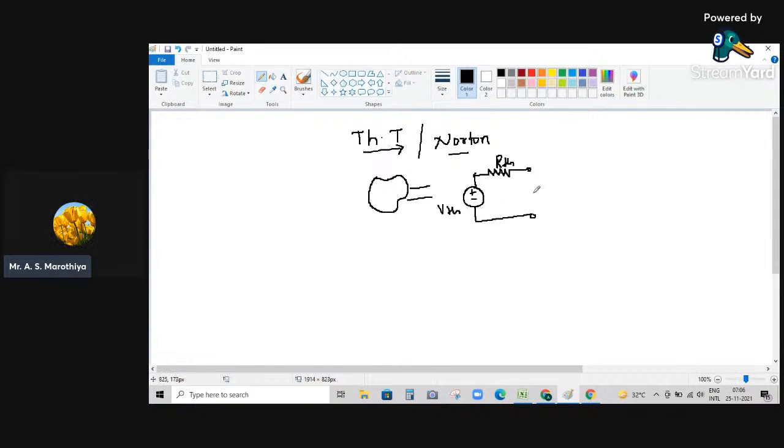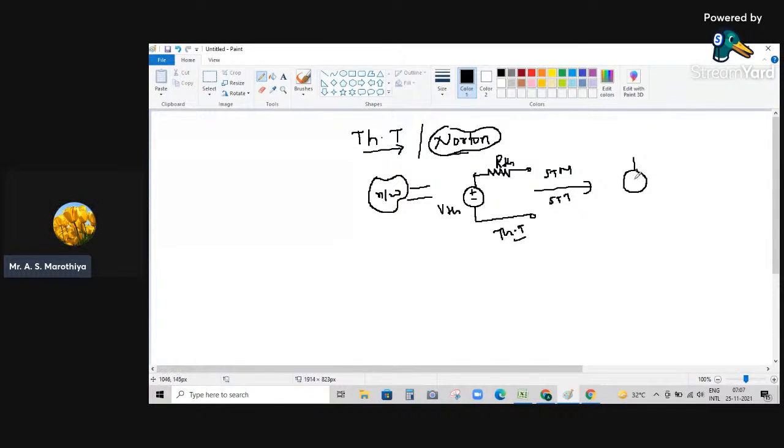In the same way, if you want to convert and represent this network into an equivalent current source or practical current source, that means a current source in parallel with its equivalent resistance, then the theorem we need to apply is called Norton's theorem. Or simply, if you have the Thevenin's equivalent of a given network, then we can apply the source transformation technique to represent this Thevenin's equivalent network as its corresponding Norton's equivalent network.